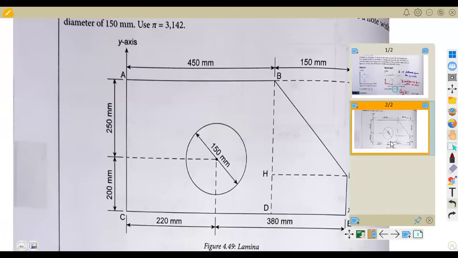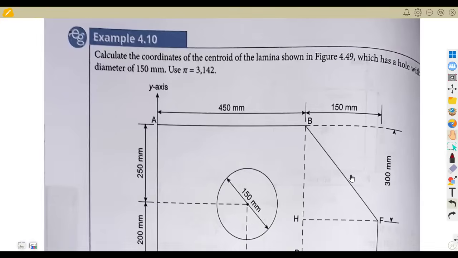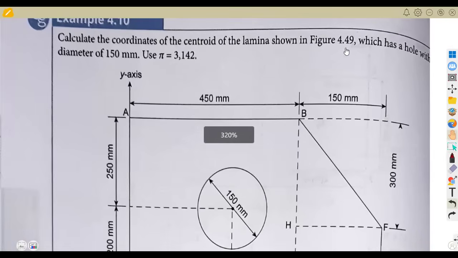So this is it, guys. Let us check this one. There we've got a lot of things to consider. But anyways, they are saying: calculate the coordinates of the centroid of the lamina shown in Fig 4.49, which has a hole with a diameter of 150 millimeters. Take pi to be 3.142.